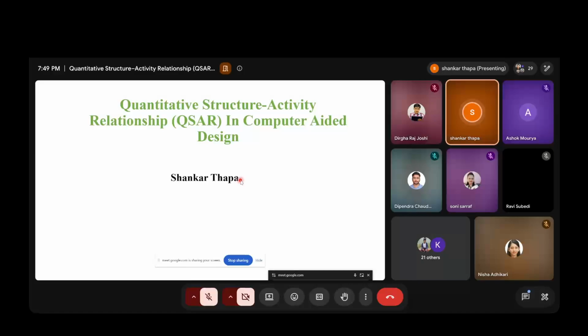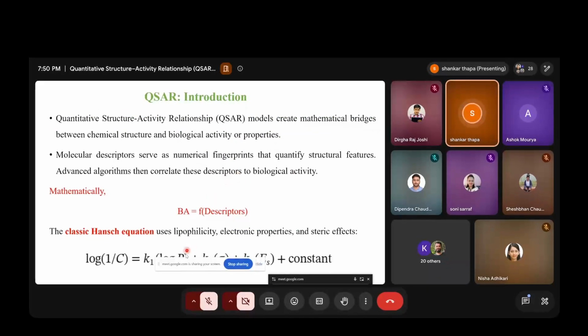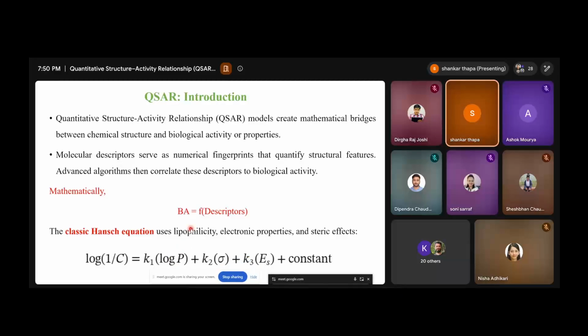Okay, so quantitative structure activity relationships in computer-aided drug design. So let's go through what is QSAR. I assume that all of the participants are from a science or pharmacy background, so they are quite familiar with the term QSAR and they know the basic things. So I'm not going to take more time on this one.